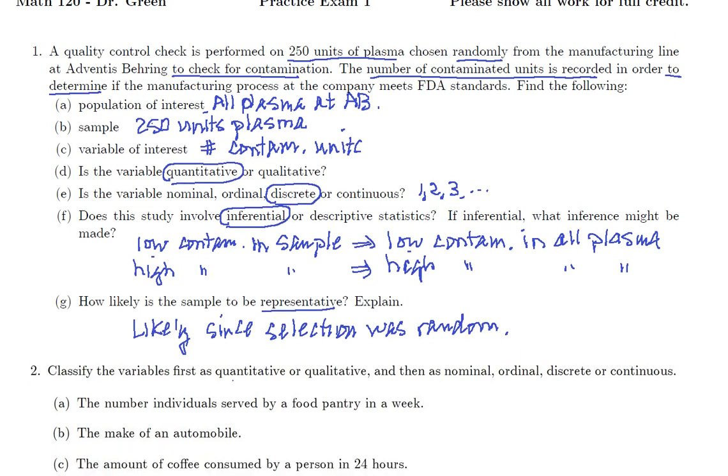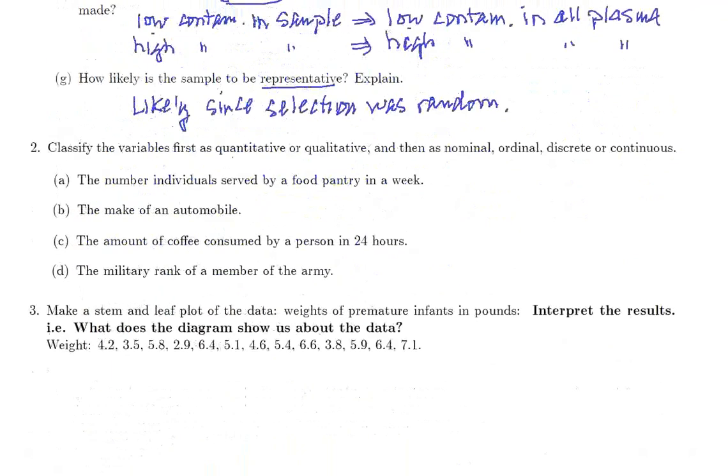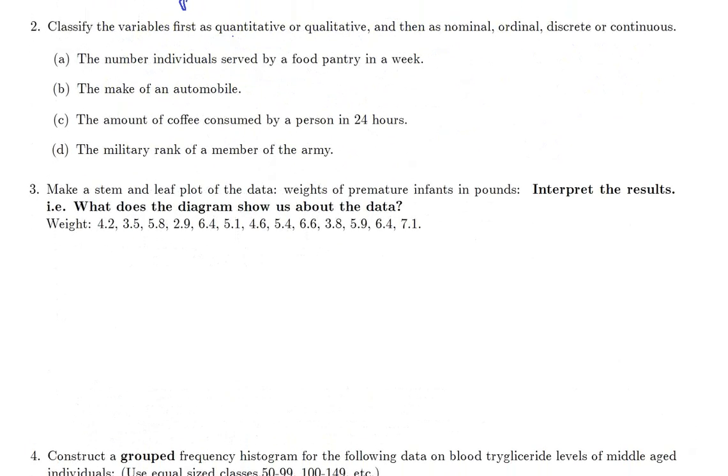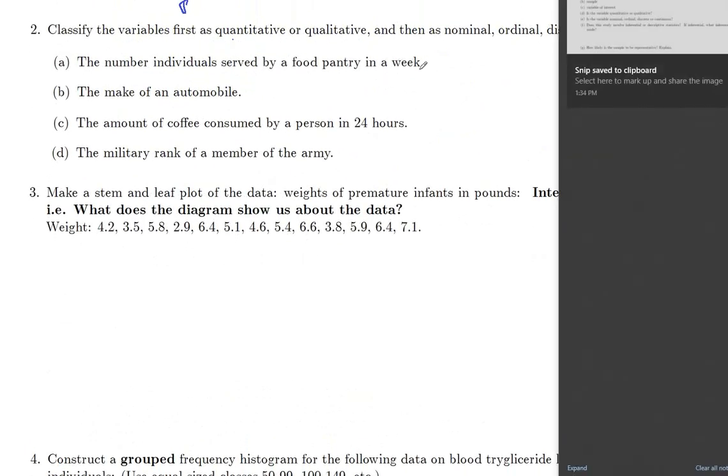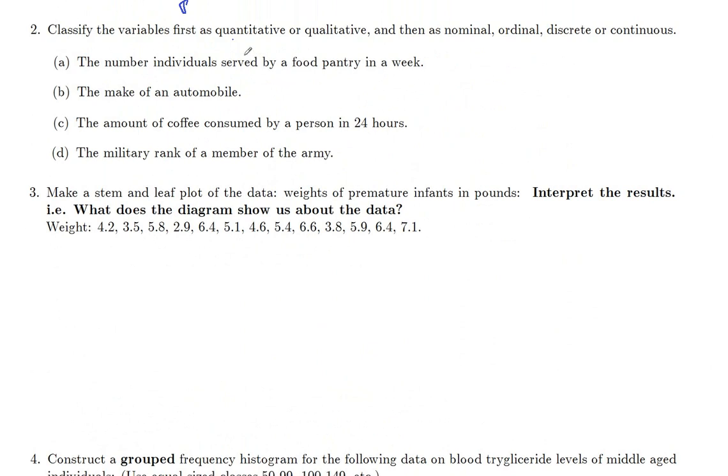So you'll look at a similar example. Number 2 here, we're classifying some variables as, sorry about that, quantitative or qualitative first, and then nominal, ordinal, discrete, continuous. So remember, quantitative variables are numbers, and they can be discrete or continuous. Qualitative variables are categories, and they can be nominal, which is strict categories, or ordinal, ordered categories.